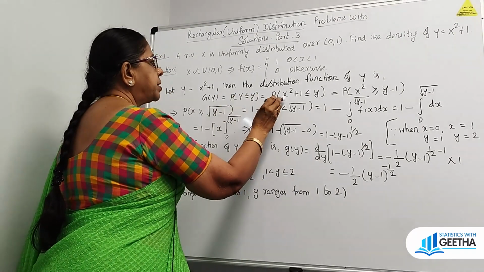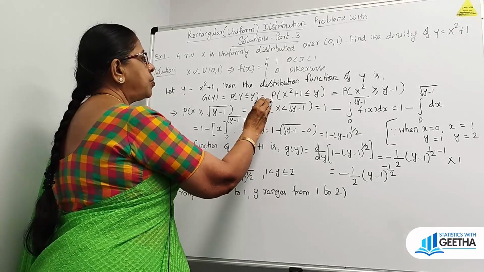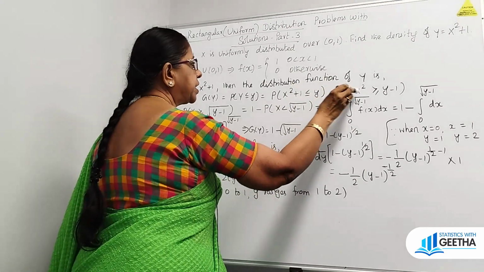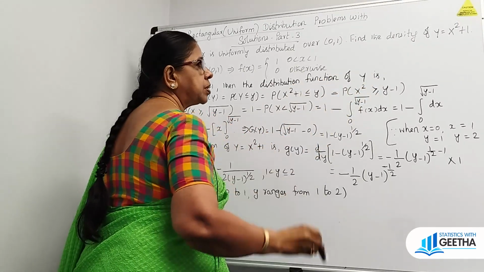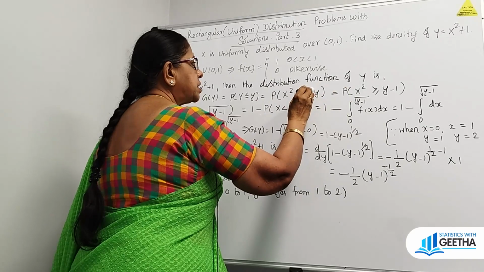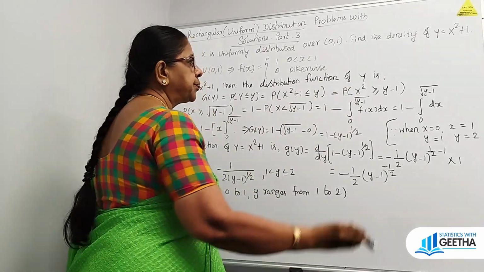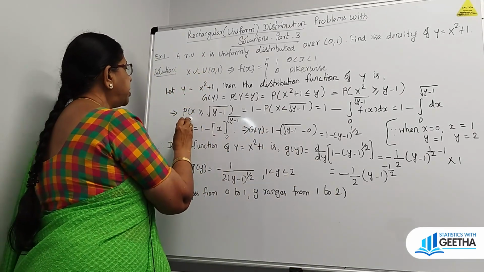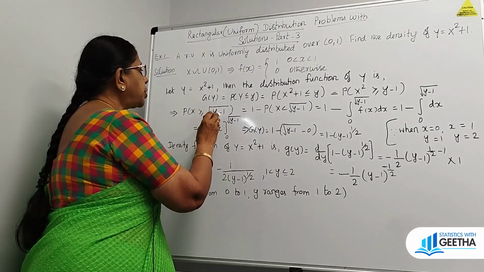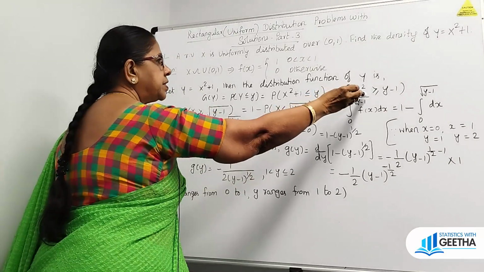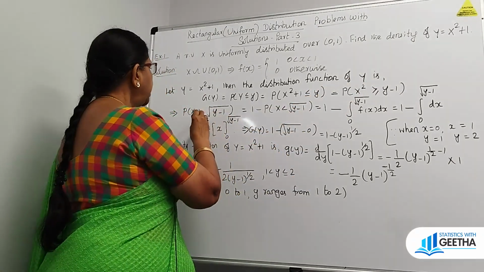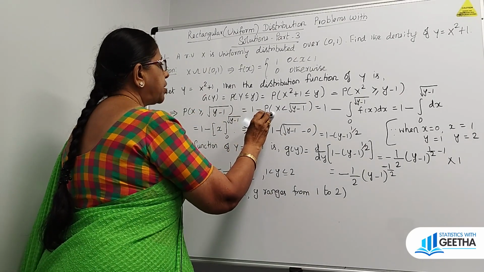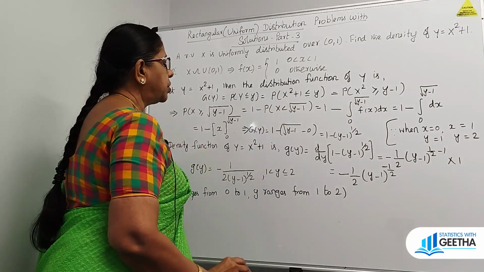So in place of y, we substitute x square plus 1. So probability of x square plus 1 less than or equal to y. That is equal to probability of x square, keeping it here, and this plus 1 going to the other side becomes minus 1. The less than or equal to sign now becomes greater than or equal to. So x square is greater than or equal to y minus 1. Therefore probability of x greater than or equal to root of y minus 1, because x square greater than or equal to y minus 1 means x greater than or equal to root of y minus 1. So that is 1 minus probability of x less than root of y minus 1.